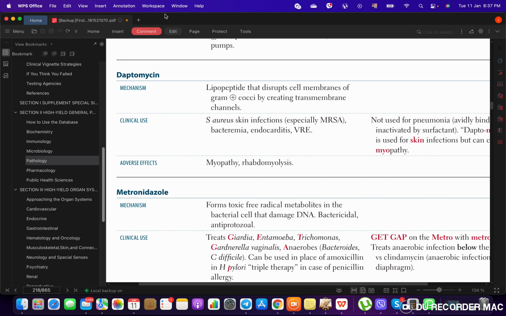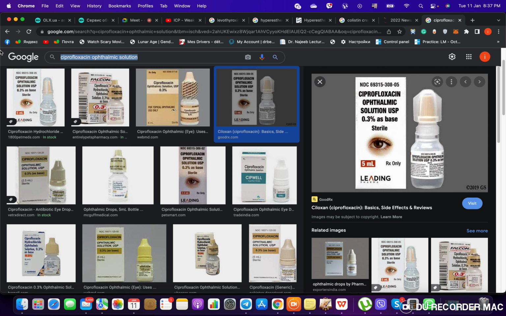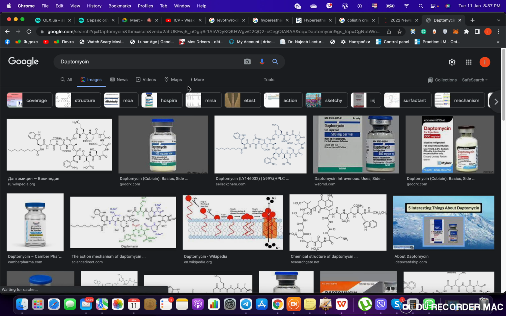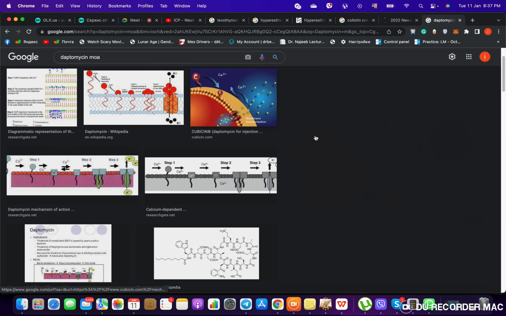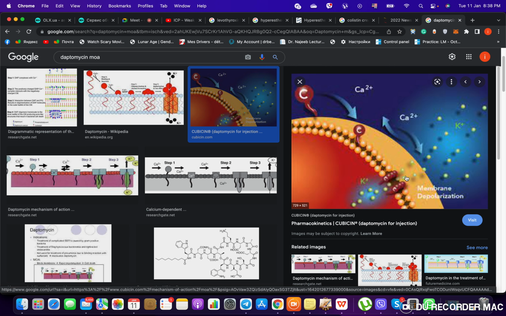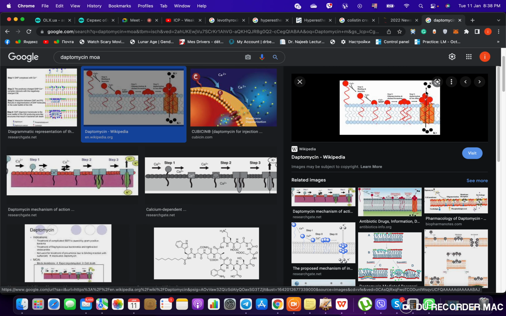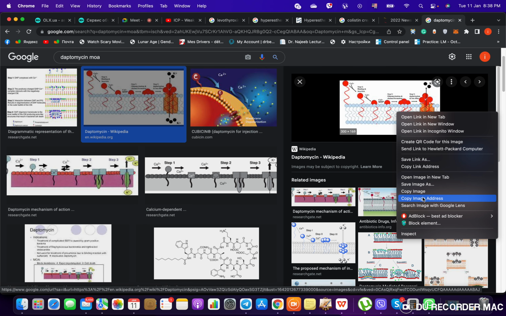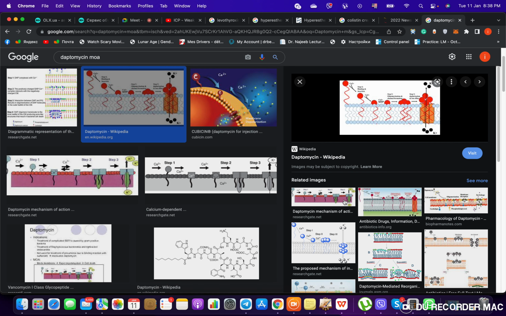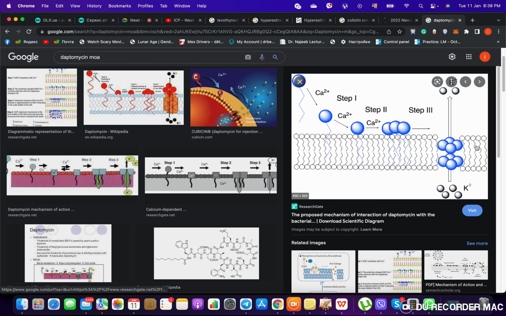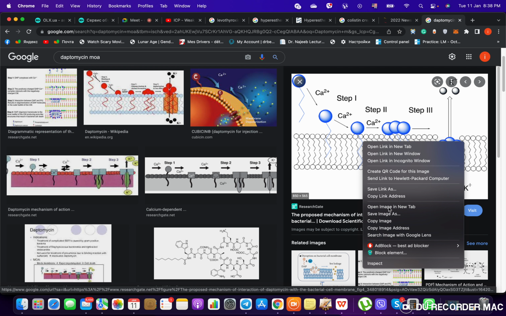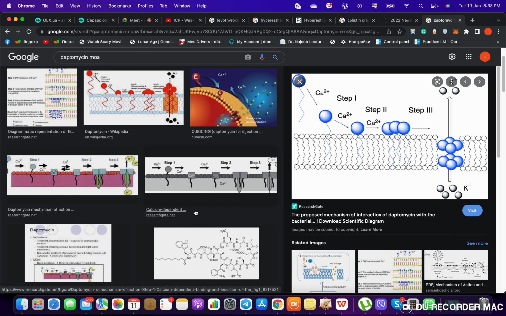creating a transmembrane channel. I want to show you a picture of that. Basically, it creates a channel in the bacterial cell wall, which leads to osmotic damage, basically. So that osmotic damage leads to a lot of fluid moving through the cell membrane, which leads basically to the death of the cell. So all of the potassium will go outside of the cell, and all of the sodium will go inside of the cell, which leads basically to the damage of the bacterial cell and its death. So let's take a look.